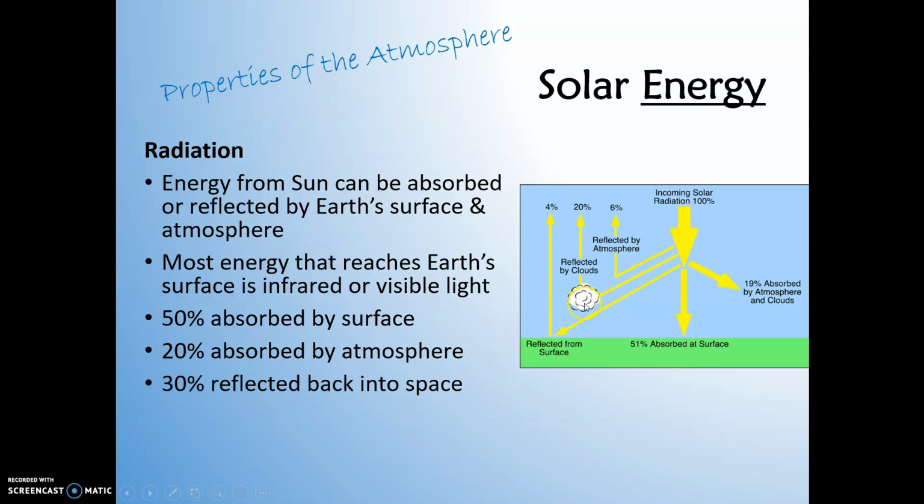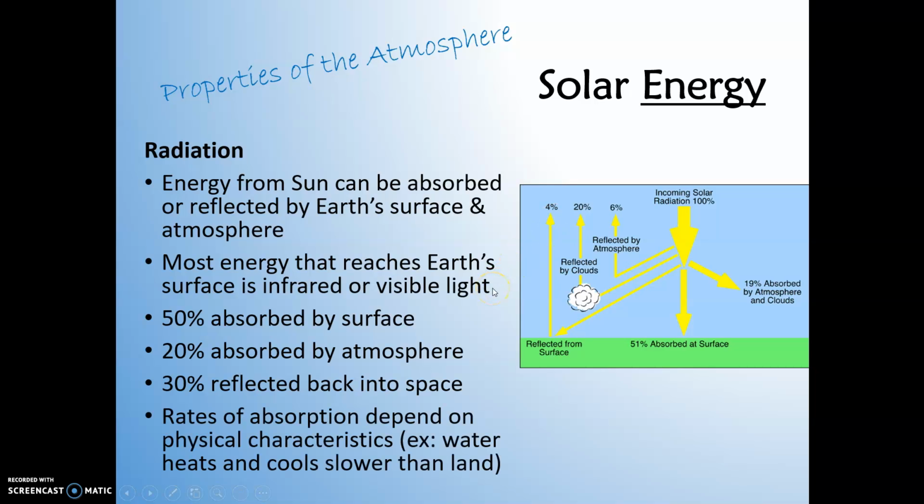Something else that can happen is that energy can be reflected. So there is a certain amount of reflection because of the atmosphere, because of clouds in the atmosphere, and because of surfaces on the Earth, like, for example, snow is really good at reflecting light. And so essentially the rates of absorption really depend on what the light is striking, what it's hitting.